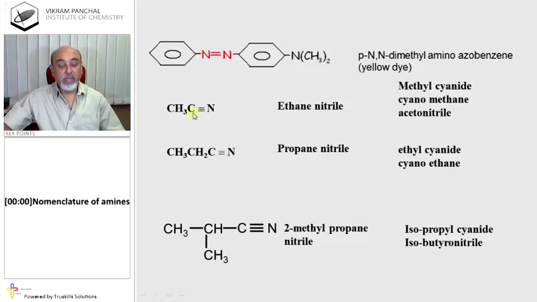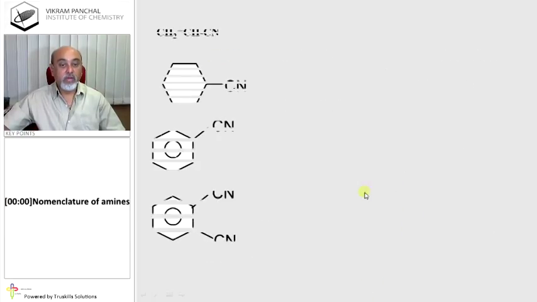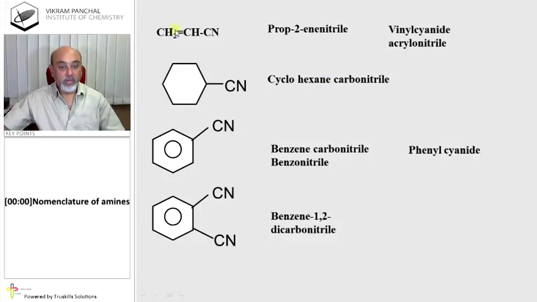Cyanomethane, ethane nitrile, methyl cyanide, or acetonitrile. Propane nitrile, ethyl cyanide, cyanoethane. When we write nitrile, it is IUPAC name and in which we will include the carbon of the CN group in the chain. 2-methyl propane nitrile or isopropyl cyanide, isobutyl nitrile. Here prop-2-ene nitrile or vinyl cyanide or acrylonitrile.